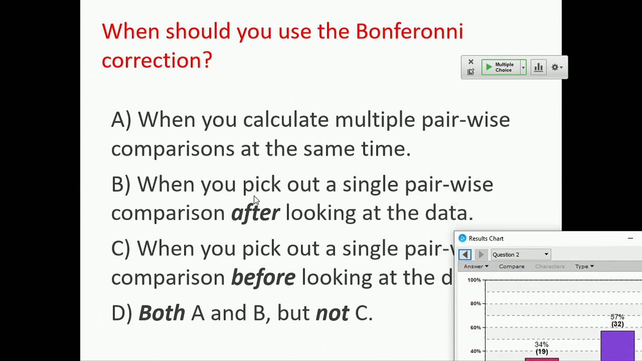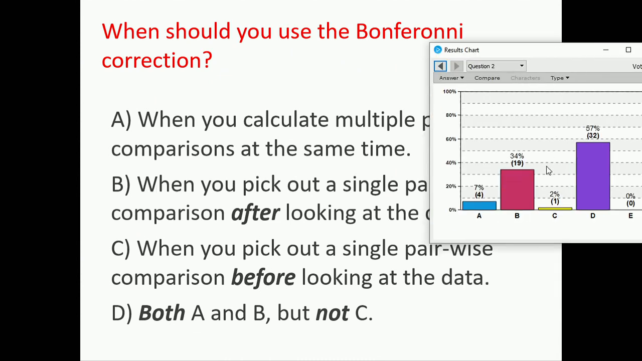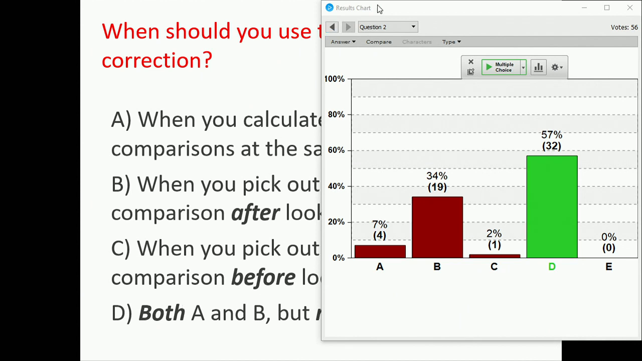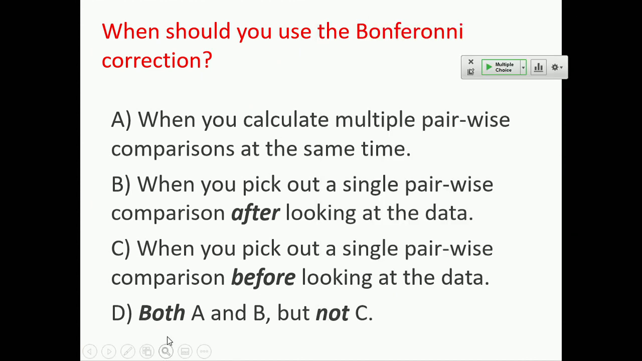This is certainly true. When you pick out a single comparison, it's called post-hoc comparisons, and you have to use the Bonferroni. But you also have to do it when you calculate 10 comparisons at the same time, or multiple pairwise comparisons at the same time. So for sure, this is true, and I'm very glad people chose B. But the better answer, if you had to choose one of these, is both A and B, but not C. Beforehand, you don't have to. Does everybody understand that?